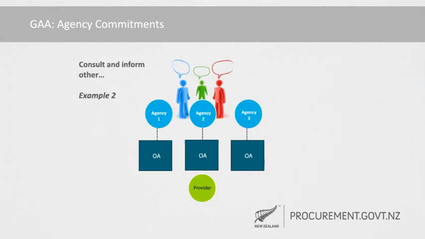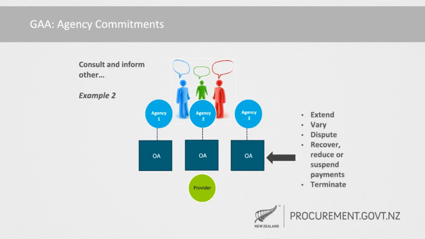In this situation, agencies have different outcome agreements with the same provider. Here, agencies are expected to tell each other if they want to do something that might impact on the other outcome agreements in place. That includes telling each other if one of them wants to vary the outcome agreement or has a dispute with the provider, or wants to recover from, reduce or suspend payments to a provider, or wants to terminate their outcome agreement. Again, the impact of this clause will be felt most by the agency that provides the majority of funding to the provider.